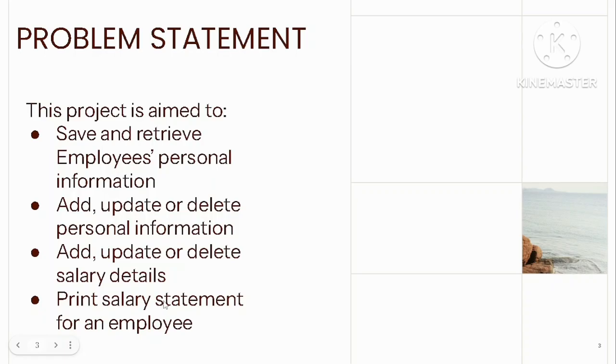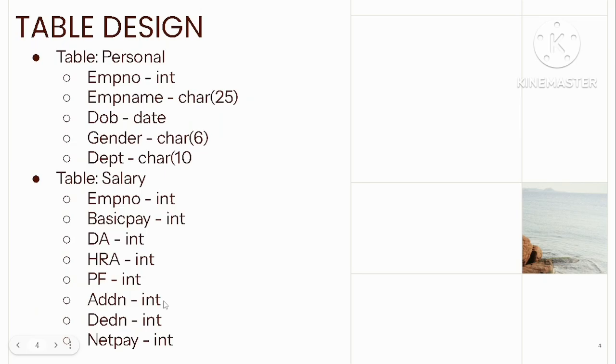Then print the salary statement for the employee in a proper format. We can design and print it. So for this project, I have designed two tables. The first one is the personal table. I have given only 5 columns, but this is not enough. I have included employee number, name, date of birth, gender and department.